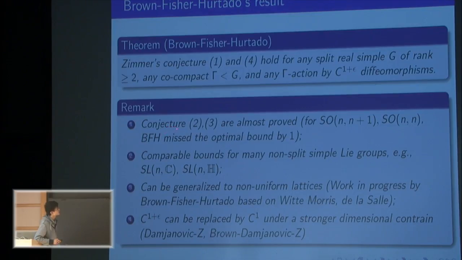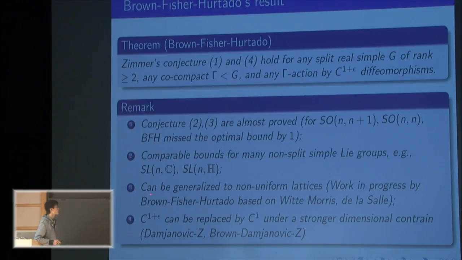So first of all, this conjecture items 2 and 3 are almost proved by them, except when the group is SO(n,n+1) and SO(n,n), for which they miss the optimal bound by 1. They also obtain comparable bounds for many non-split simple Lie groups, for example SL(n,C) and SL(n,H). The optimal bounds for these two groups are respectively 2n-2 and 4n-4. I mean for items 1 and 4. The bound they have is n-1, at least for n sufficiently large.